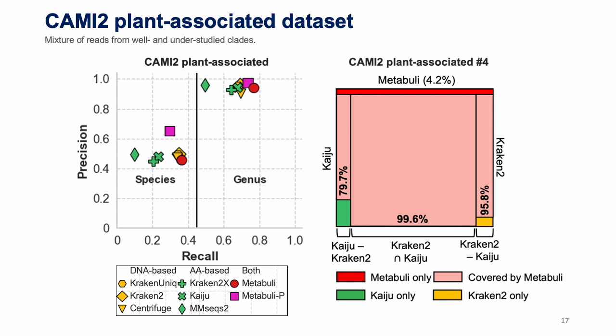And we compared the best performing amino acid-based and DNA-based tools and Metabuli. They are true positive classifications. As you can see, Metabuli covered about 90% of their intersection and 80% and 96% of their relative complements. It means that Metabuli successfully covered both DNA-based and amino acid-based classification, which is what we intended in Metabuli.